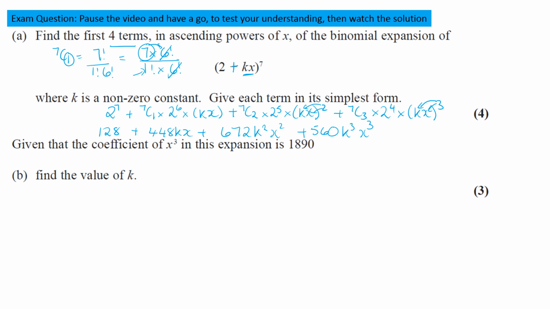Now for part B, given that the coefficient of the x cubed is 1890, so what is in front of the x cubed? It's all of this in terms of k, so we know that 560 k cubed is equal to 1890, and we can just solve for k. So 1890 divided by 560 is going to be 27 over 8, which are both cube numbers, so k is going to be 3 over 2.